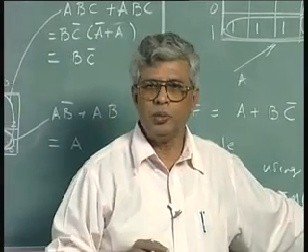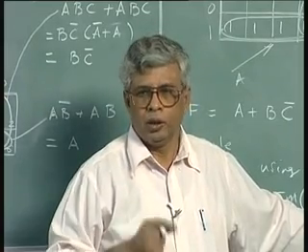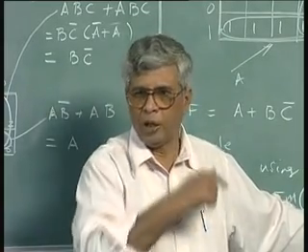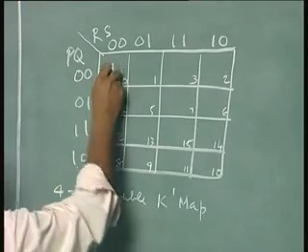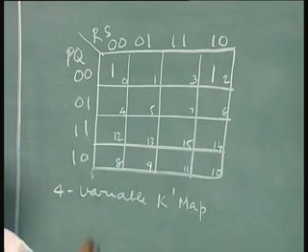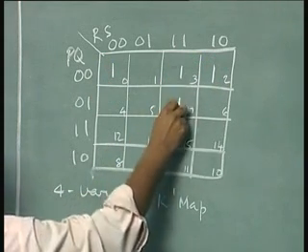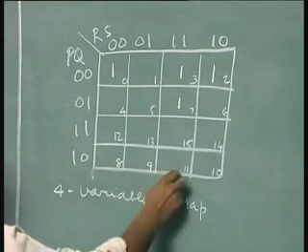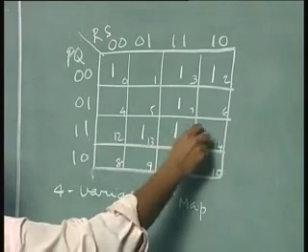Now what are the minterms for which the output is true or 1? Those have to be mapped onto this graph. These are 0, 2, 3, 7, 11, 13, 14, 15.